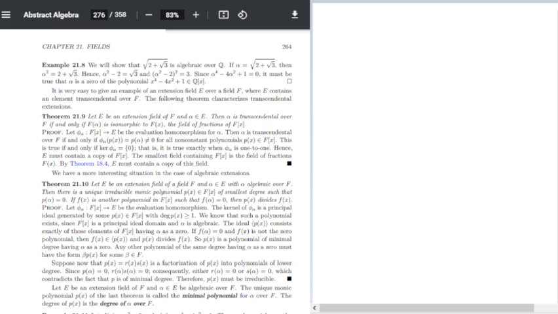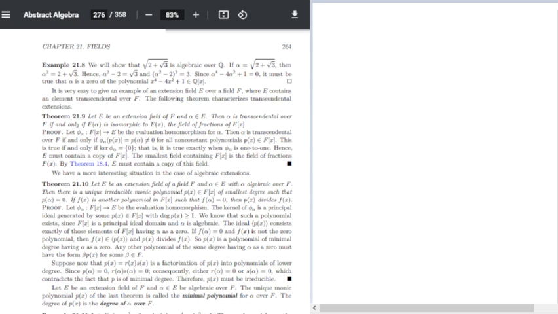Example 21.8. We will show that the square root of 2 plus the square root of 3 is algebraic over Q. If a is equal to the square root of 2 plus square root of 3, then a squared is equal to 2 plus square root of 3. Hence, a squared minus 2 is equal to the square root of 3, and a squared minus 2, squared, is equal to 3. Since a to the fourth minus 4a squared plus 1 is equal to 0, it must be true that a is a 0 of the polynomial x to the fourth minus 4x squared plus 1 in Q of x. So for a lot of this, we basically can just reverse operations, and then set a polynomial there. It is very easy to give an example of an extension field E over a field F, where E contains an element transcendental over F.